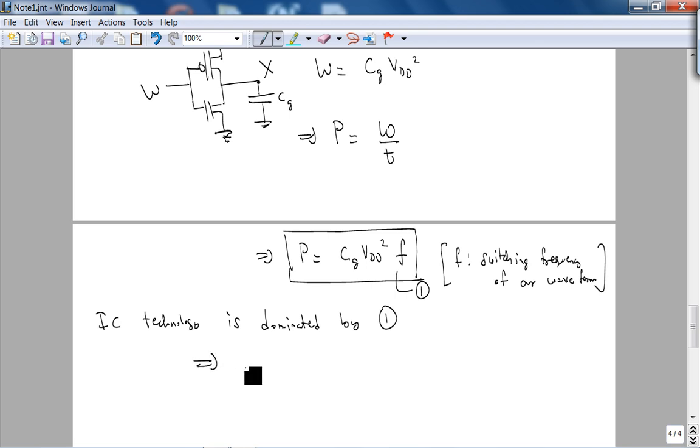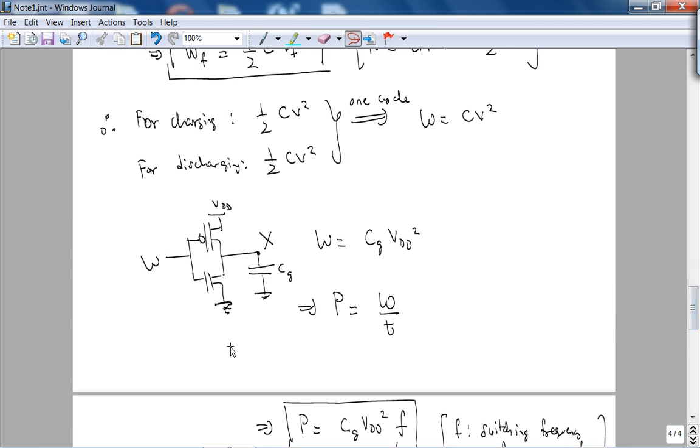This implies that reduction in VDD is paramount. So if you want to reduce power, and it's obvious why you want to reduce power, this CG is a physical constraint. You can't really do anything with this. You can try reducing this by reducing fan out, etc. F, you don't want to reduce. And VDD is the catch, in the sense the power goes down as the square of VDD. So if VDD reduces by a factor of 2, or goes down by 1/2, the power goes down by a quarter.